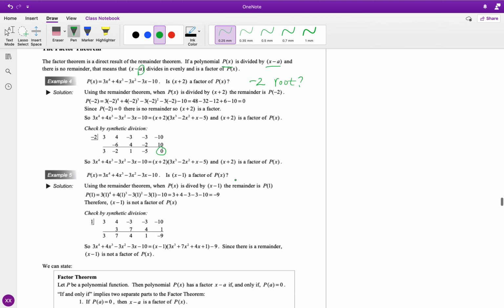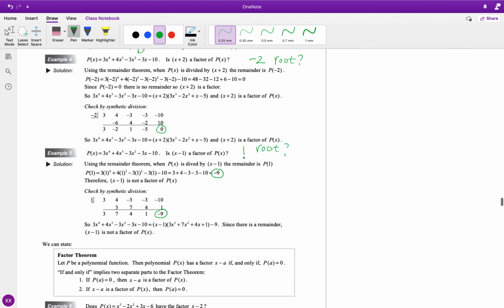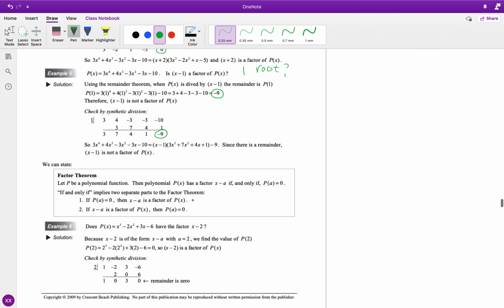Now the next question is to say whether or not this is a factor, or whether or not 1 is a root. And then here we go, the remainder is -9. So I plug this 1 in, and the remainder is -9. Therefore, this is not a factor, and therefore 1 is not a root of this polynomial. Okay, now the factor theorem.